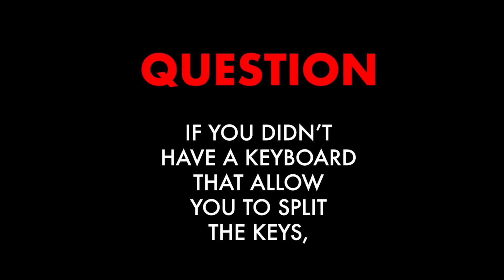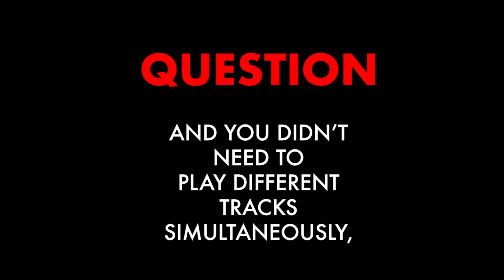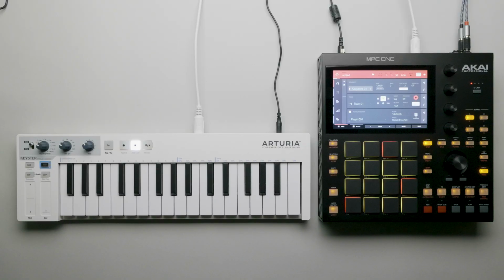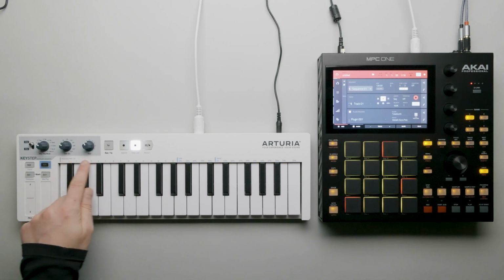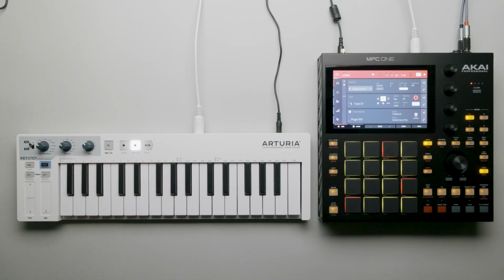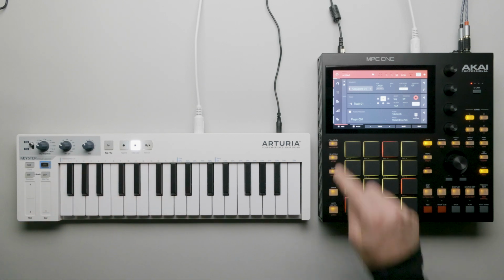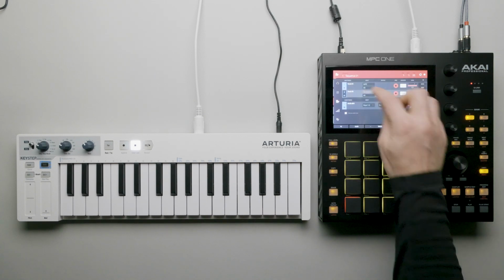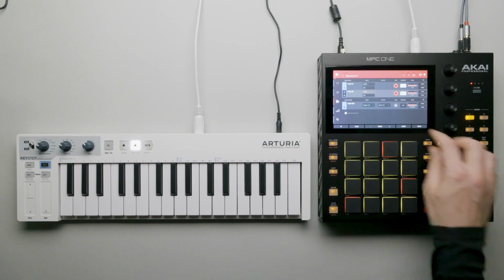Another question: if we didn't have a keyboard that allowed us to split the keys, and we didn't need to play the keyboard parts simultaneously, could we then configure one MIDI keyboard to play different tracks? With a keyboard that allows you to select which MIDI channel it transmits out, you could then switch channels to control multiple tracks. To do this, let's go to the channel mixer screen and set both of these tracks' inputs to MPC, which is where our Arturia keyboard is connected.